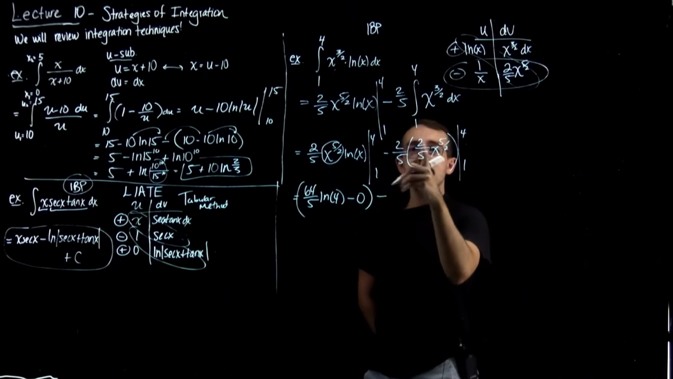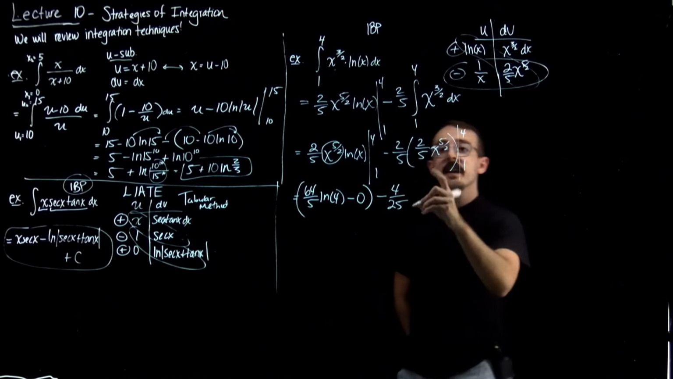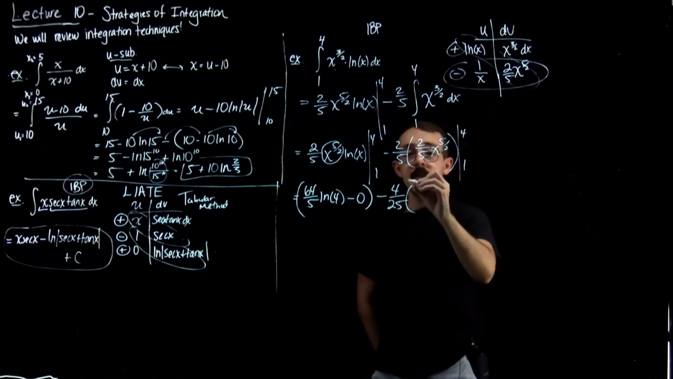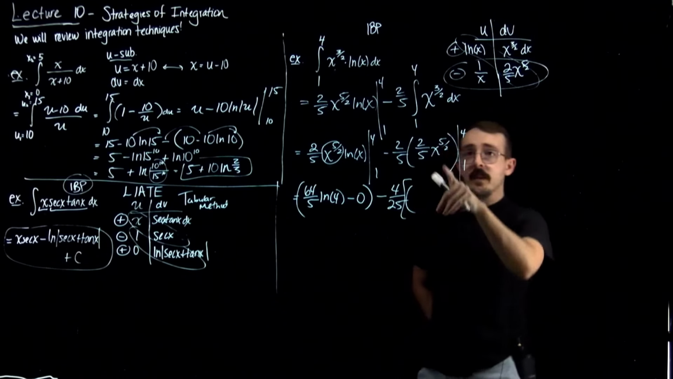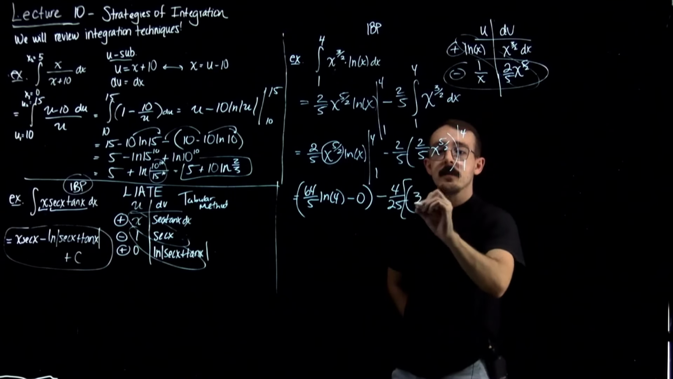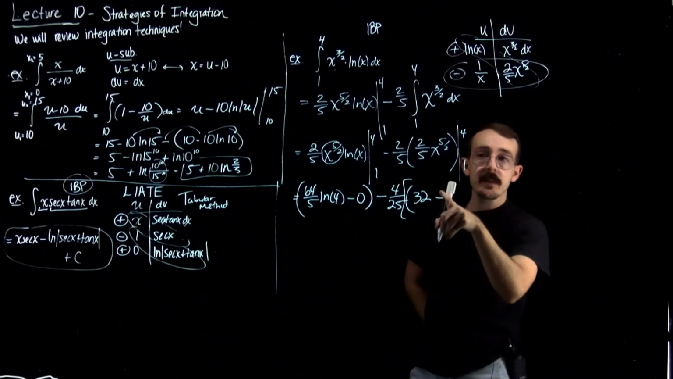Here I'm going to do minus 2/5 times 2/5, which is 4 over 25. And then really I just got to focus on plugging into this right here. So I get minus. If you plug in a 4, again, I already said what that is. That's going to be 32. And then if you plug in a 1, 1 to any power is just going to be 1.